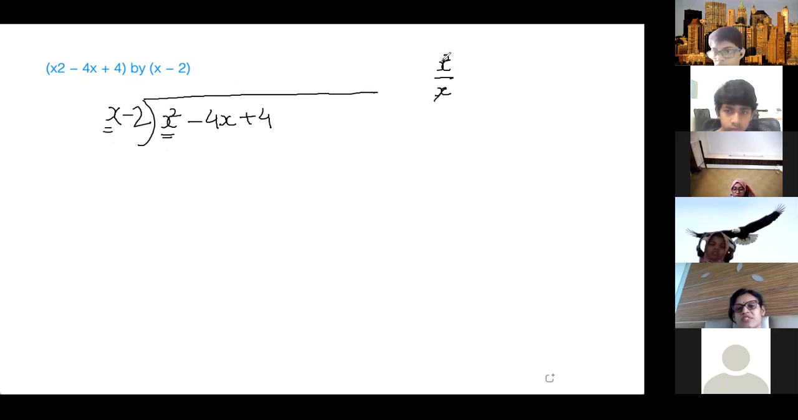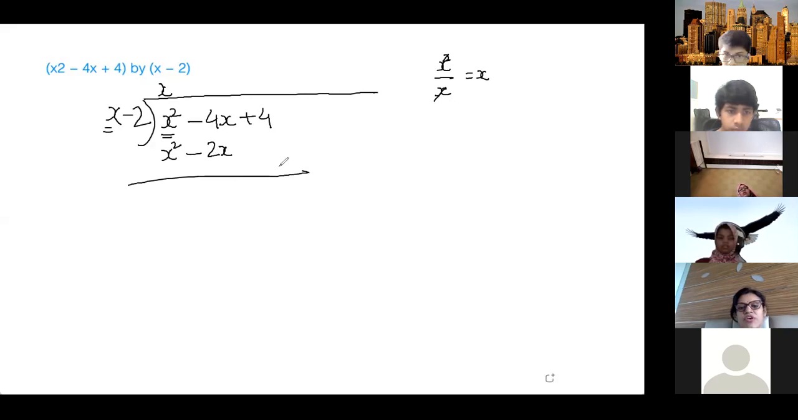So x cancels with x, so you get x only. So the first term of the quotient is x. Now you will multiply x with the divisor. x into x is x square and x into minus 2 is minus 2x. So you write it under. Now we change the sign because we have to subtract. When we change the sign, the first term always cancels out, and minus 4 plus 2x is minus 2x, and plus 4.